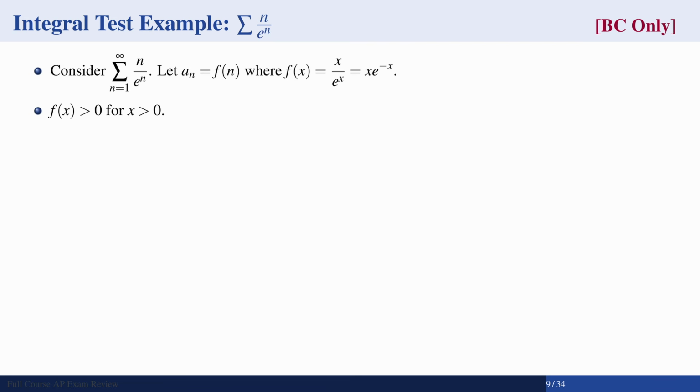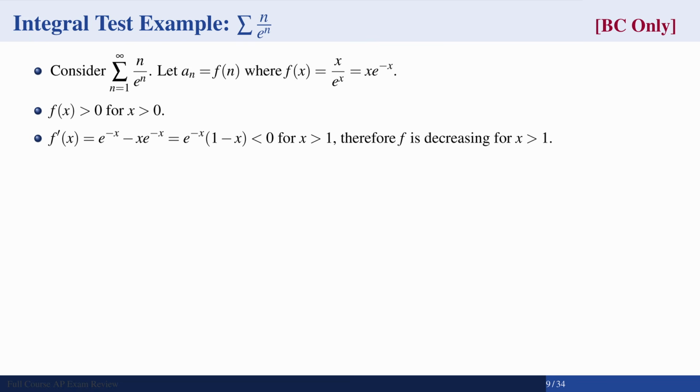Clearly, if we're going from 1 to infinity, then f of x is positive. What we really need to worry about is f of x being decreasing. I found f prime using the product rule, and then I factored f prime, and f prime is definitely less than 0 every time that x is greater than 1, because the sign of f prime is just determined by 1 minus x. So we know that f is decreasing for x greater than 1.